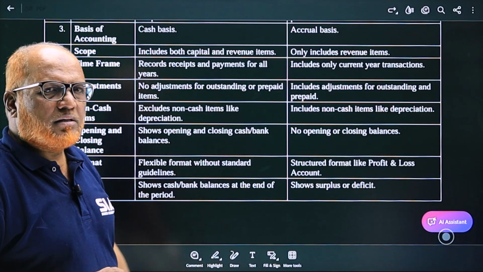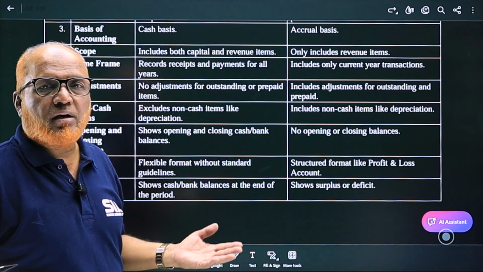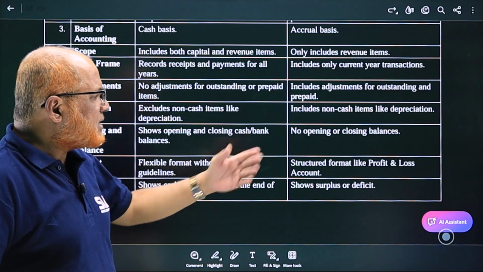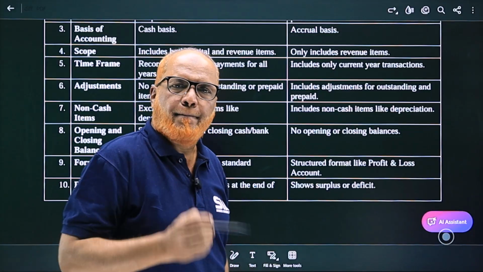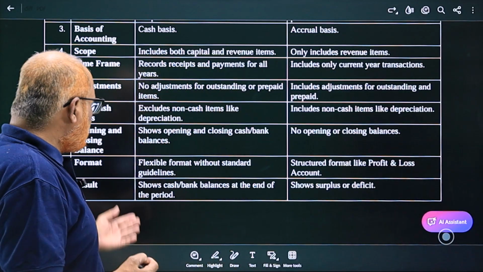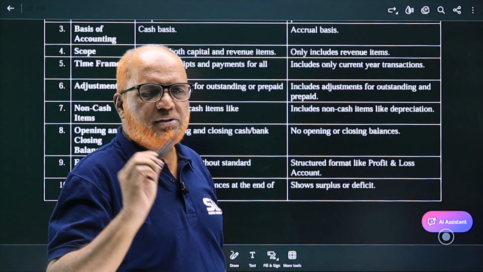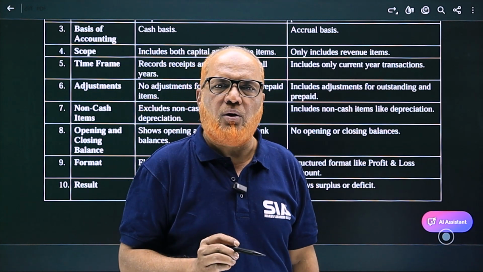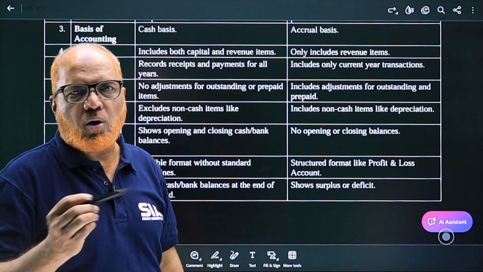Next comes format. Here, a flexible format without any standard guidelines. We can make it according to our own convenience. But a structured format, just like the profit and loss account, in case of income and expenditure account. Lastly, result. It shows the cash and bank balance at the end of the period. That is the purpose of making receipts and payments account. But the purpose here is to find out the surplus or deficit.